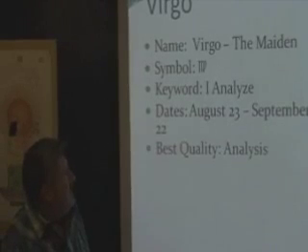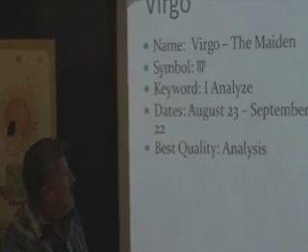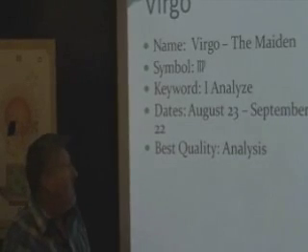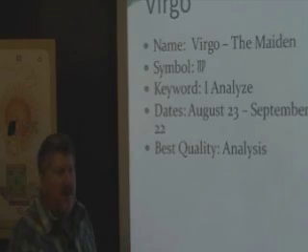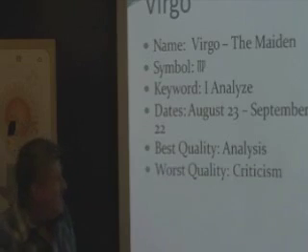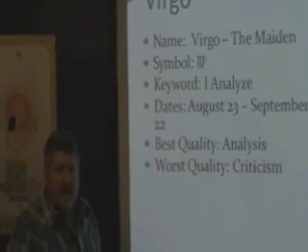August 23rd to September 22nd are the days that the sun passes through Virgo, the last month of summer. And the best quality of that sign is their analysis. They are able to get into complex topics, break them down, digest the information, and simplify it for others. And the worst quality is that analysis on steroids.